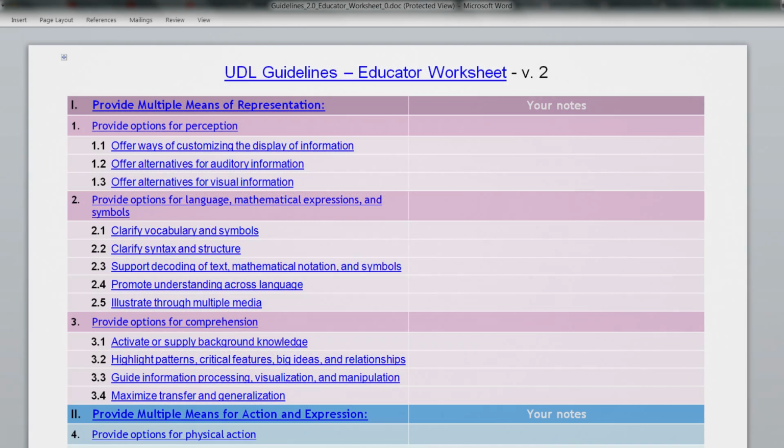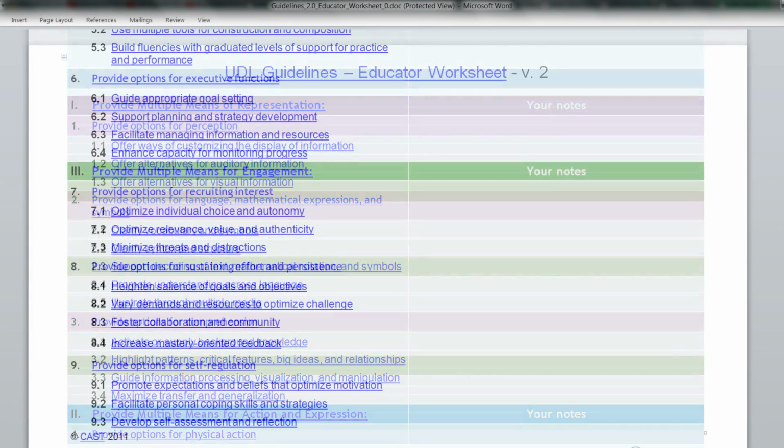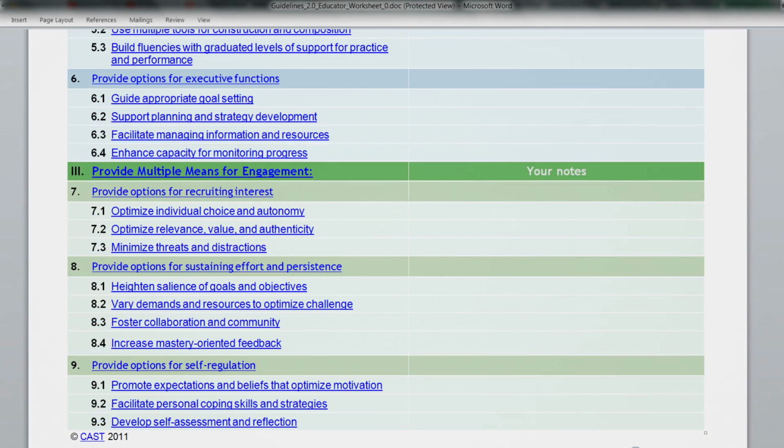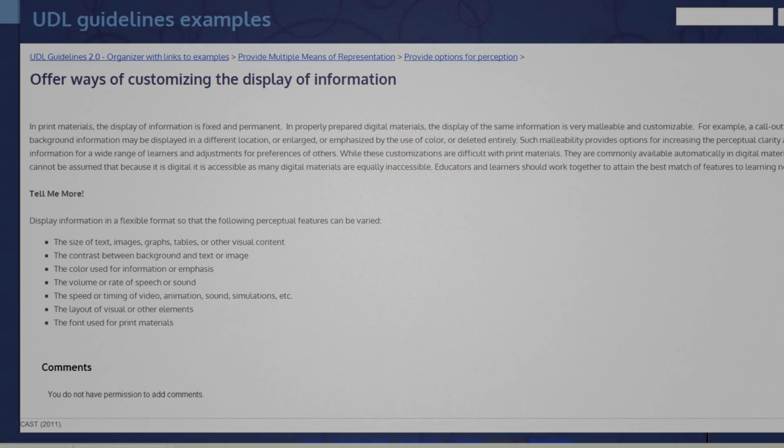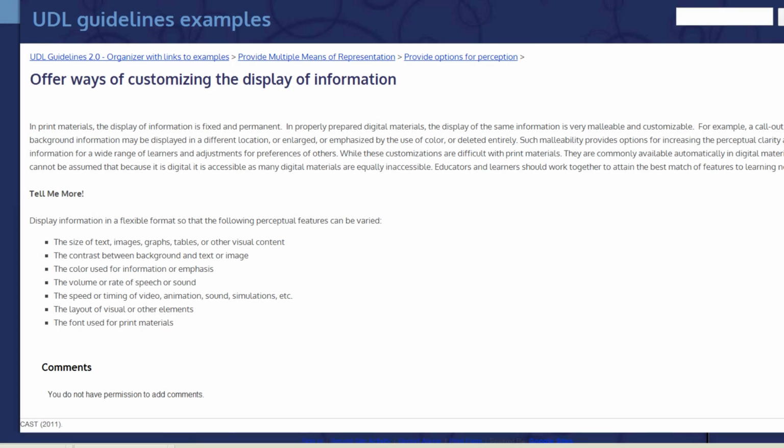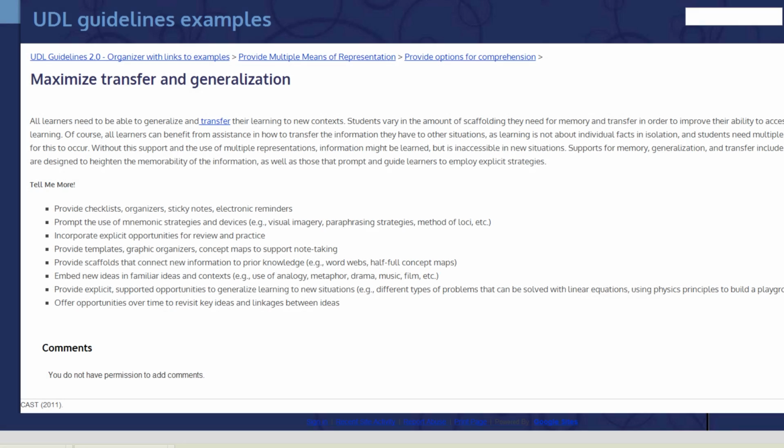The UDL checklist will be used to evaluate the features and strengths of your lesson plan. Remember that it is not always essential to address every single one of the bullets under each of the guidelines. The guidelines you address should be those that are most relevant to your lesson goals and your identified students.